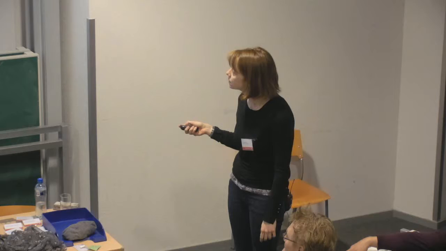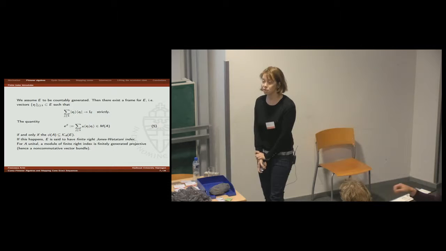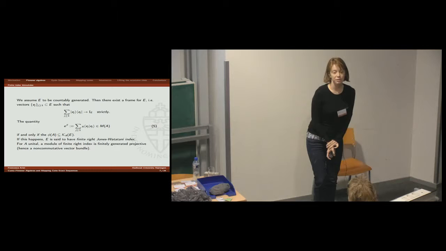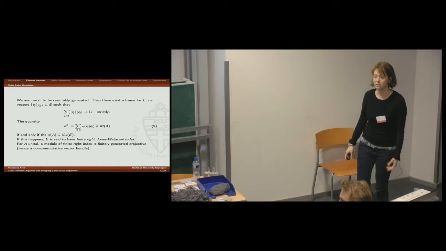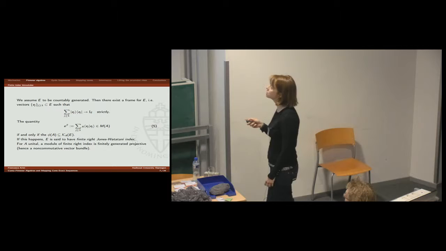So we make some assumptions. In this work, we don't make any assumptions about the algebra A being unital. And the reason for that will be clear later, because we want to work with suspensions, and suspensions are not unital. So we start already with a non-unital case and see what we can do in that case. So our assumptions will be that E is countably generated. So this in particular tells us that it has a countable frame.